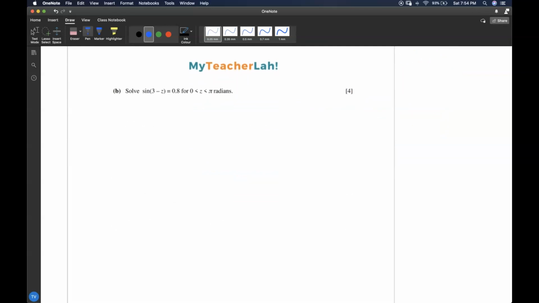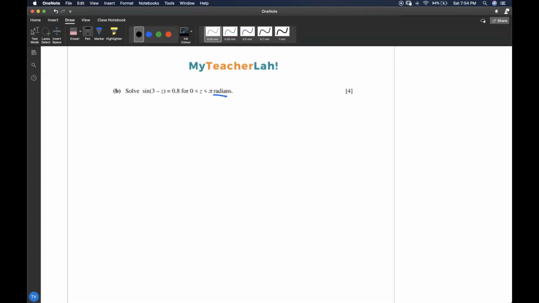Solve sine of (3 minus z) equals 0.8 for z in between 0 to pi radians. So it's in radians. So make sure you set your calculator in radians. And let's try to solve this question. So this is also a bit tricky where people tend to make a lot of calculation mistakes. So let's look at the best way to do it.